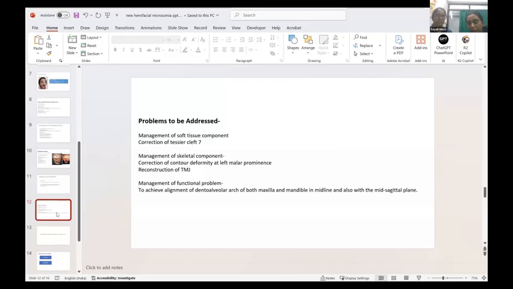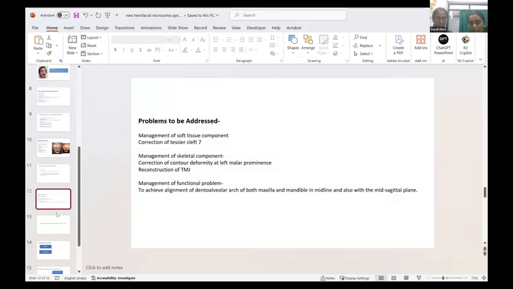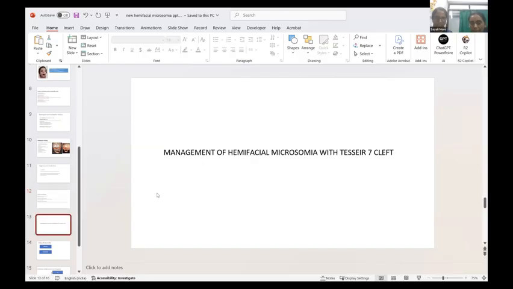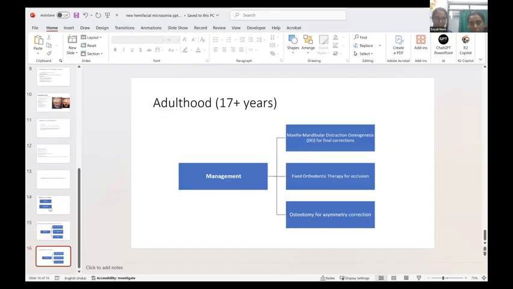For the management of these patients, the problems to be addressed are the management of the soft tissue component, that is Tessier cleft 7; management of the skeletal component, correction of contour deformity at the left malar prominence, and reconstruction of the TMJ; and management of the functional problem, to achieve alignment of the dentoalveolar arch in both maxilla and mandible in the midline, and also with the mid-sagittal plane.